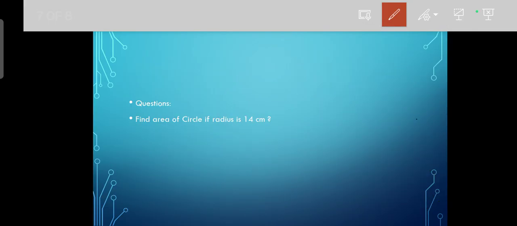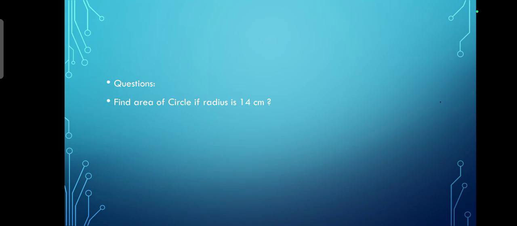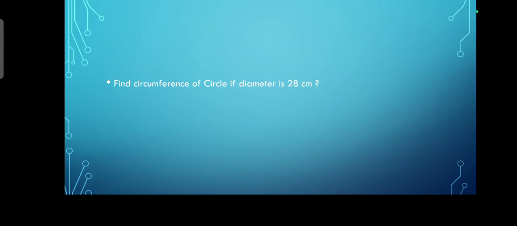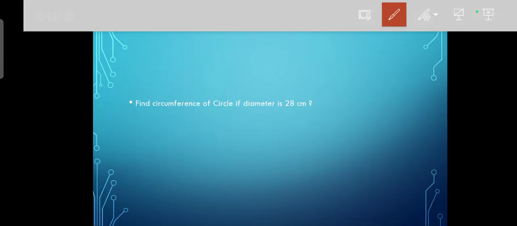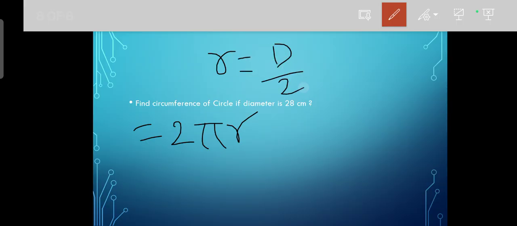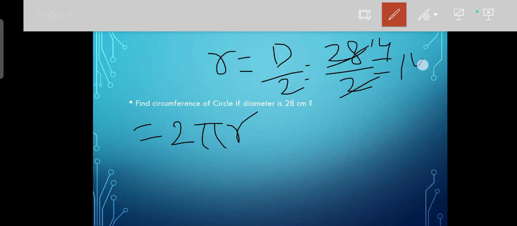Let's see the last slide of this class. The question is, find the circumference of a circle if the diameter is 28 centimeter. Here the diameter is 28 centimeter, and we know the formula for finding the circumference is 2 pi r, and we all know that the formula for finding the radius is d upon 2. So here 28 divided by 2 gives radius 14 centimeter. Now we can put this 14 in place of r in the formula.